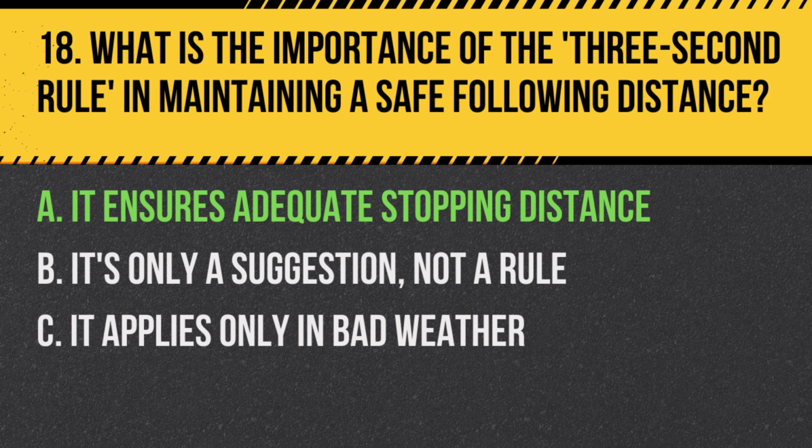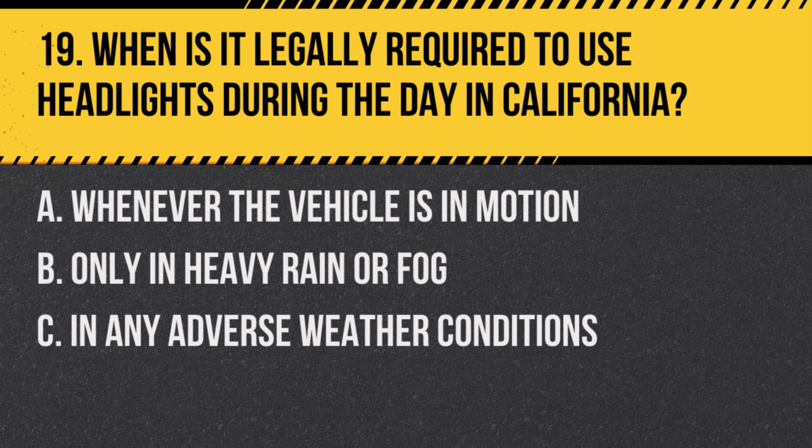The 3-second rule helps maintain a safe following distance, providing enough time to react and stop if necessary. Question 19. When is it legally required to use headlights during the day in California? A. Whenever the vehicle is in motion. B. Only in heavy rain or fog. C. In any adverse weather conditions. Answer. C. In any adverse weather conditions.